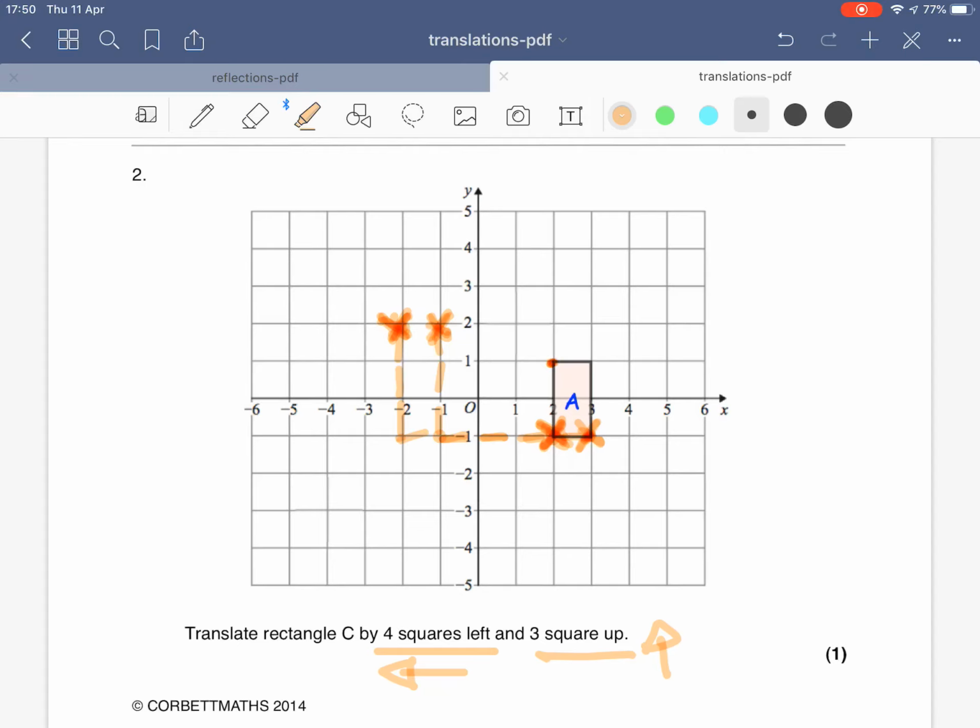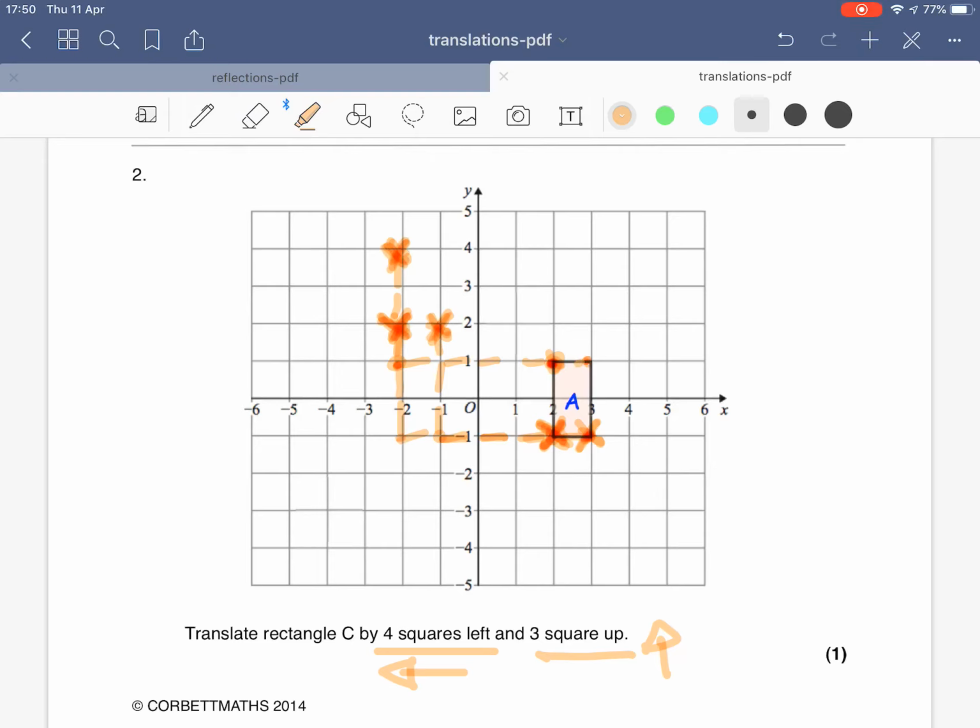But I'm going to do these top 2 now. So start with this one. We can go 4 to the left. 1, 2, 3, 4. So that's here. Then I'm going to go 3 up. 1, 2, 3. So that point is now ended here. So this point is now at the top.